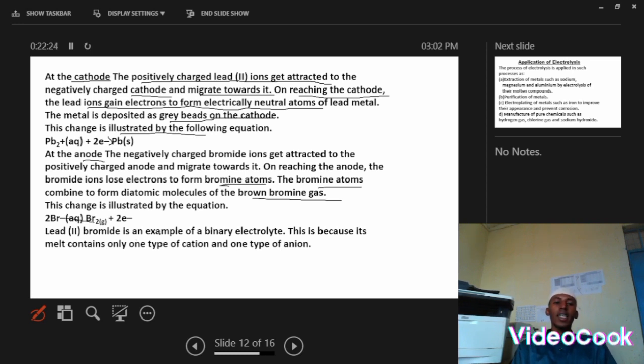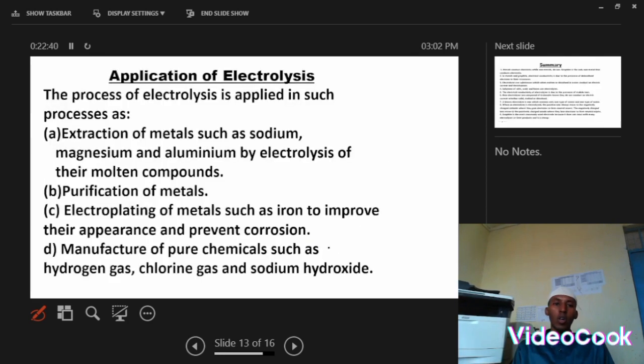Lead-2 bromide is an example of a binary electrolyte. This is because its melt contains only one type of cation and one type of anion. When we melt it, it forms only one positive ion and one negative ion. That's why we call it a binary electrolyte. Next, now we go to the application of the electrolysis process.